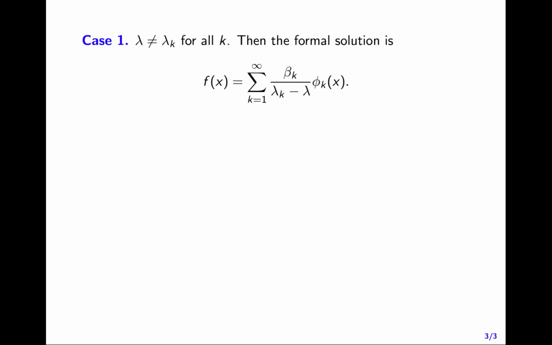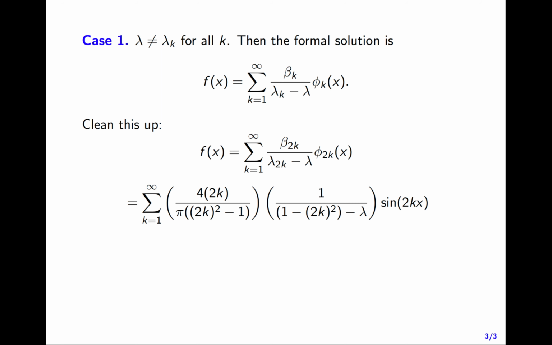So let's consider our cases, and the first case is where the parameter λ is never an eigenvalue. λ is not equal to λ_k for all k. Then we know the formal solution to our problem is f(x) = the sum from k = 1 to infinity of β_k/(λ_k - λ) times φ_k(x). And we can clean up this sum quite a bit. First, we know that β_k is 0 for k odd, so this is really the sum from k = 1 to infinity of β_2k/(λ_2k - λ) times φ_2k(x).